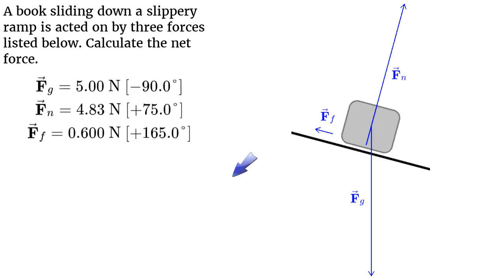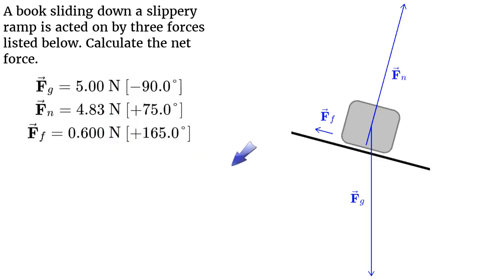Now, if we wanted to calculate the acceleration of the book as it slides down the ramp, we would use Newton's second law, which states F net equals mass times acceleration. So F net means we have to add the three forces together to figure out the total force. And just like with displacement, we can't just take the 5, the 4.83, and the 0.6 and add them together and say that's the net force, because these three forces are all in different directions.